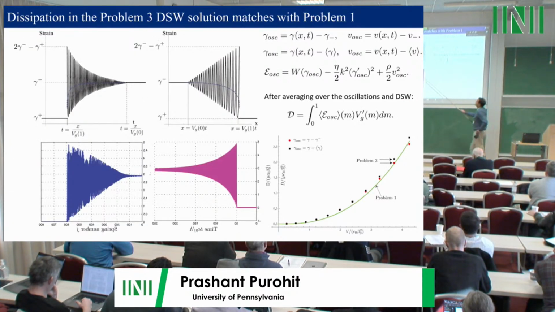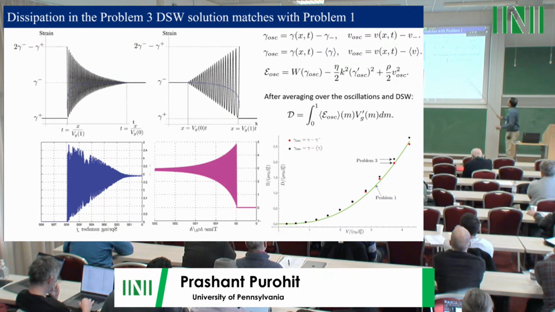You can plot the DSW solutions. Some plots have been shown here. For comparison, I'm showing you plots of the numerical calculations obtained from my discrete mass spring system, problem 2. Okay? Just like before, I'm going to define my oscillatory strain as either this or this.